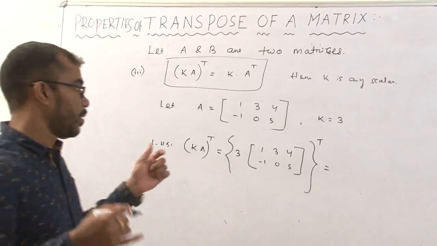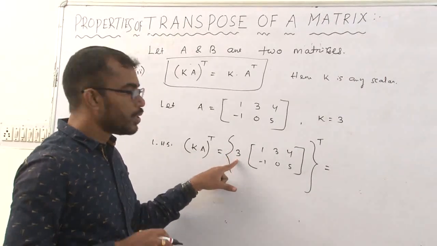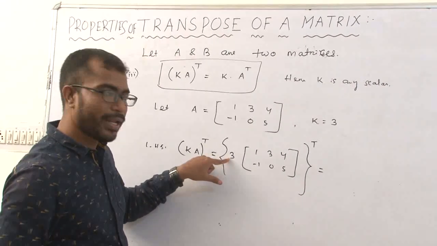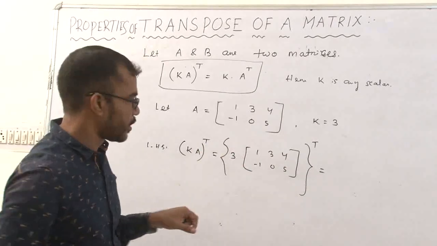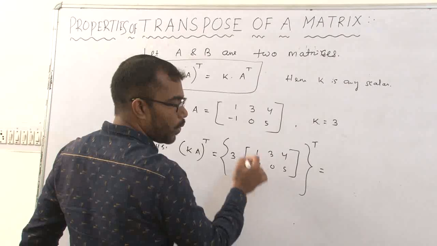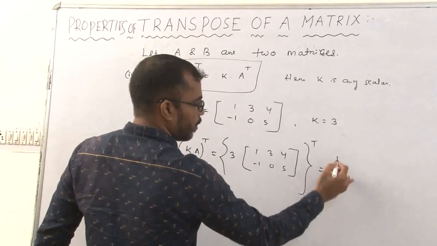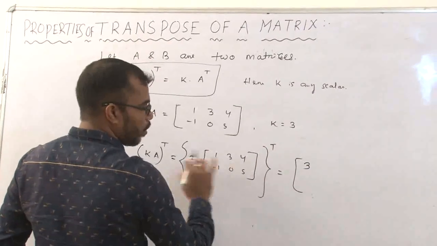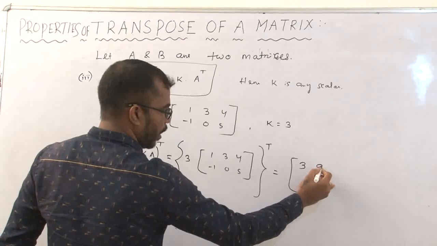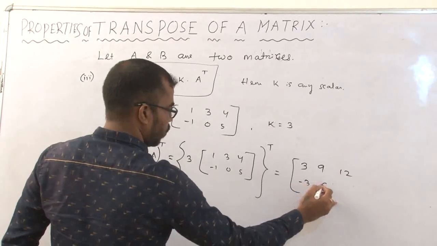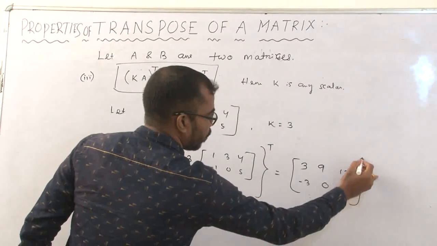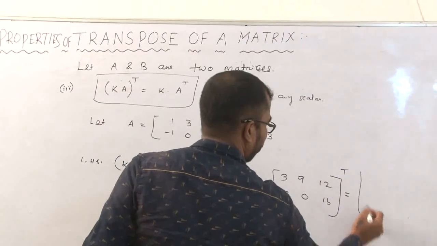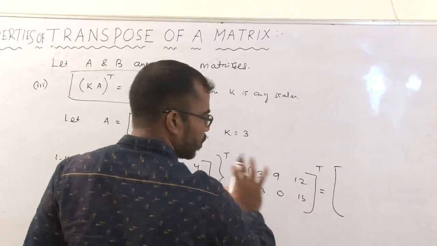In the previous session we calculated scalar multiplication of a matrix. Scalar multiplication means the scalar value is multiplied with all the elements of the matrix. So 3 multiplies all the elements of this matrix. It can be written as 3 into 1, 3, 3 into 3. It means multiplying all the elements: 9, 12, minus 3, 0, and that is 15. Then the transpose.